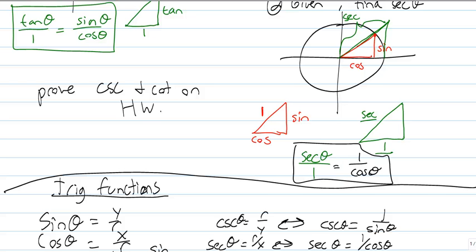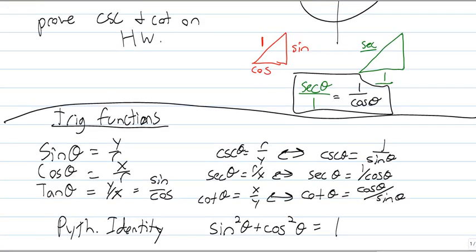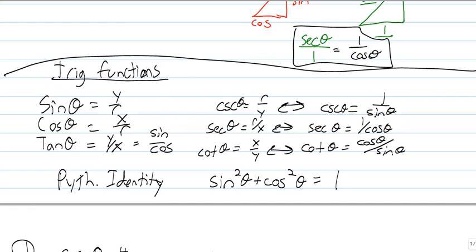Alright? So here are all of them. I just gave them to you. You guys should know that sine is y over r, or y in the case of a unit circle. Cosine is x over r, or x. And tangent's y over x, or sine over cosine.